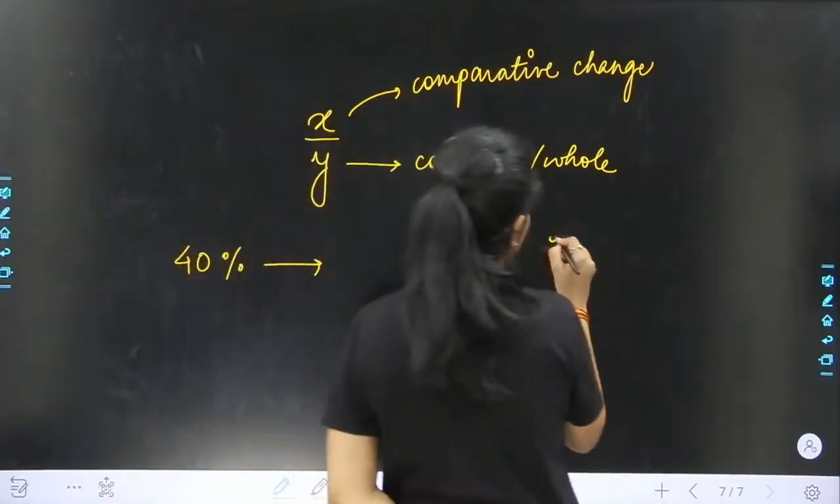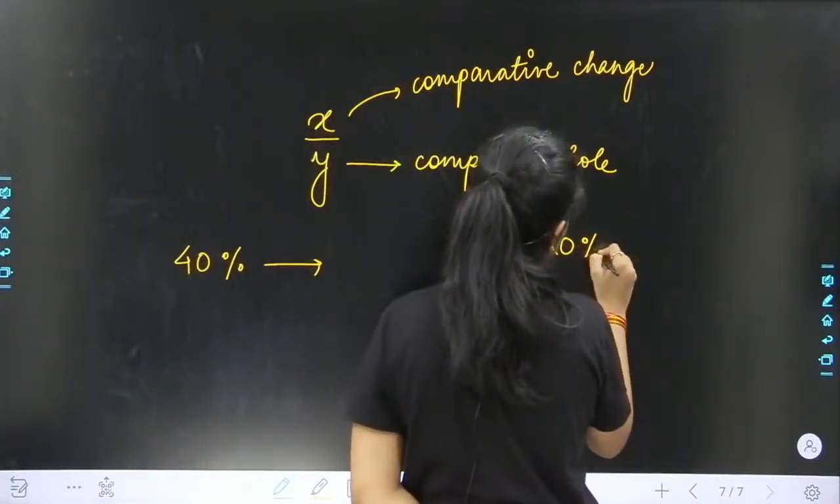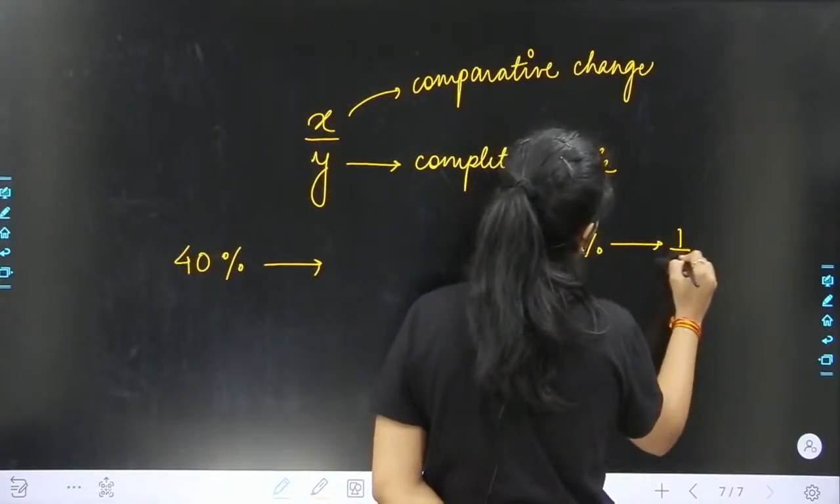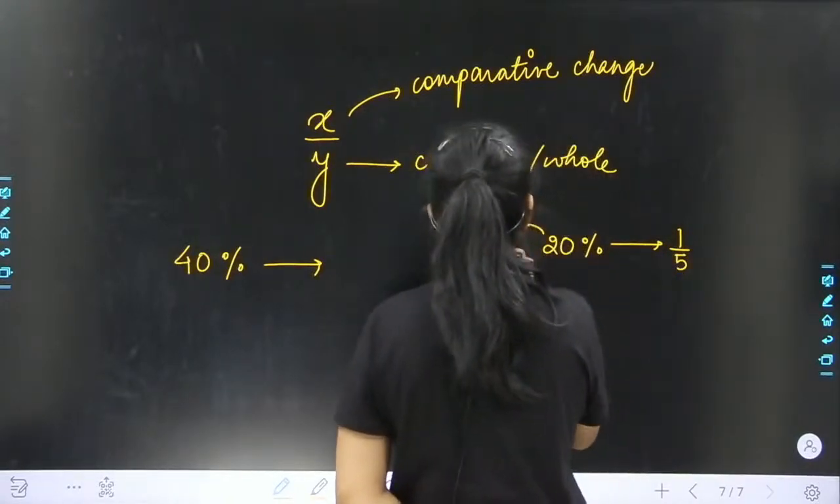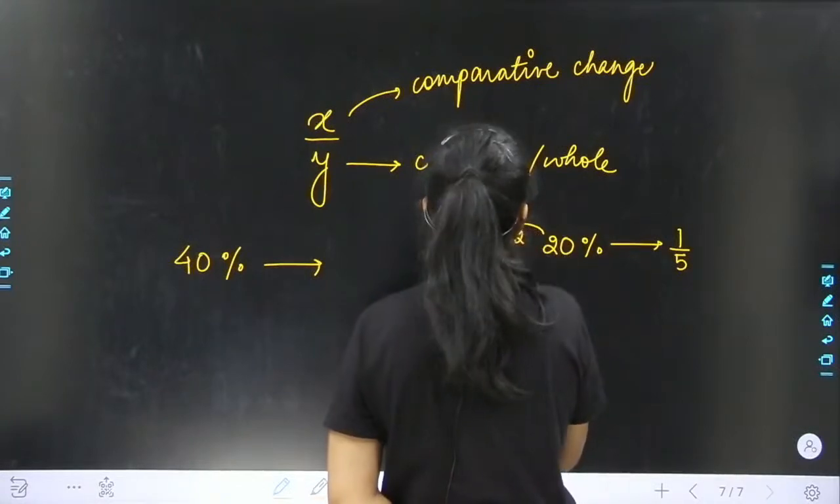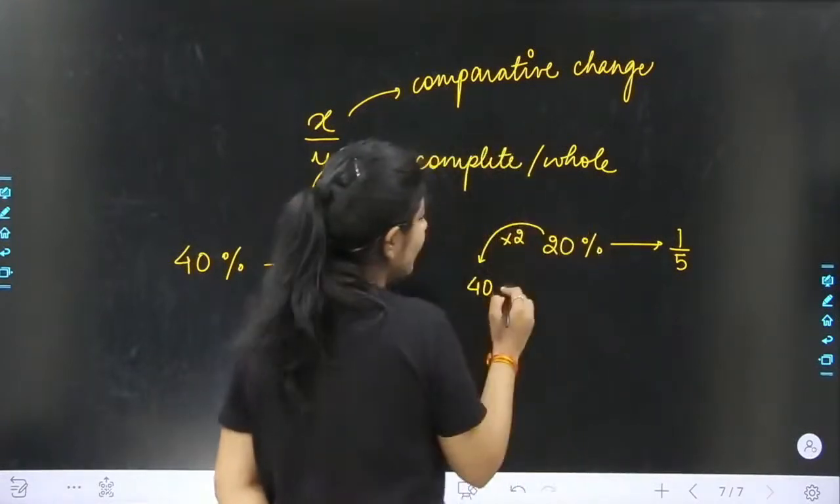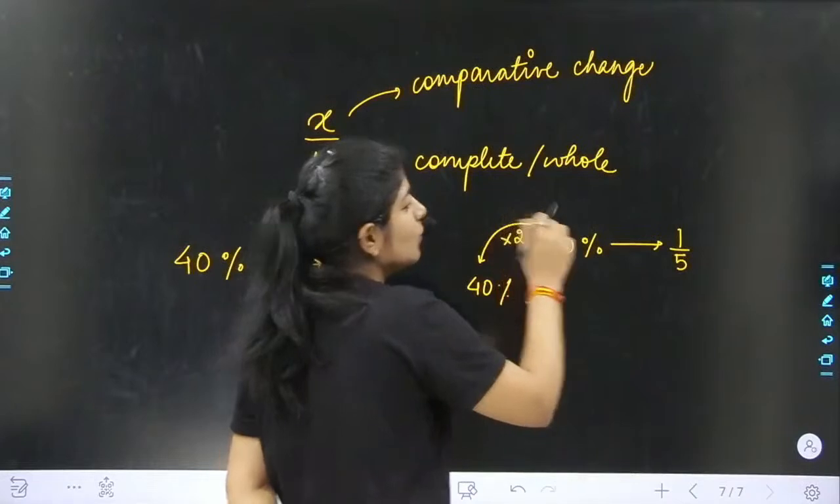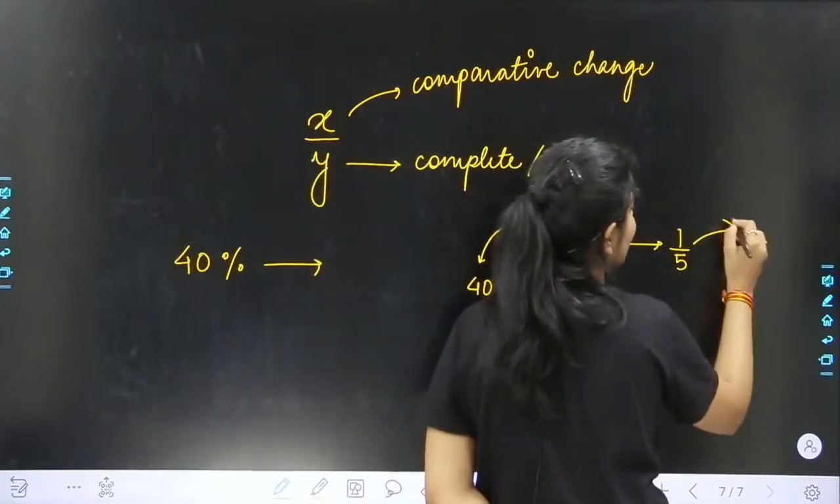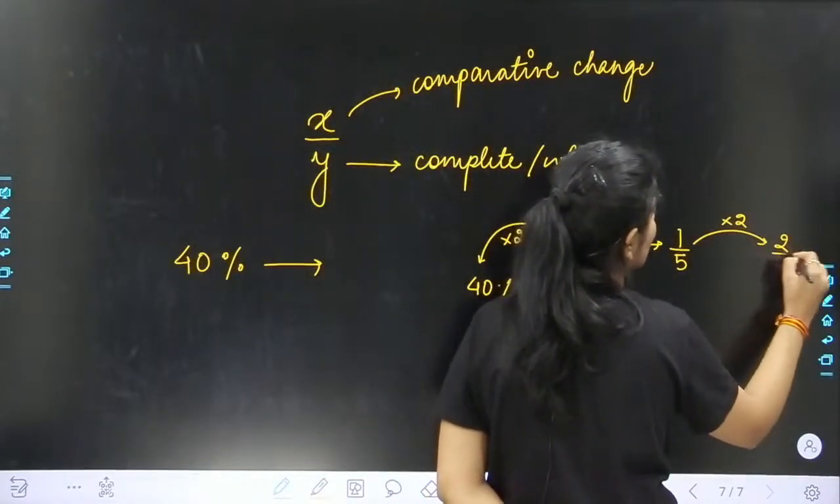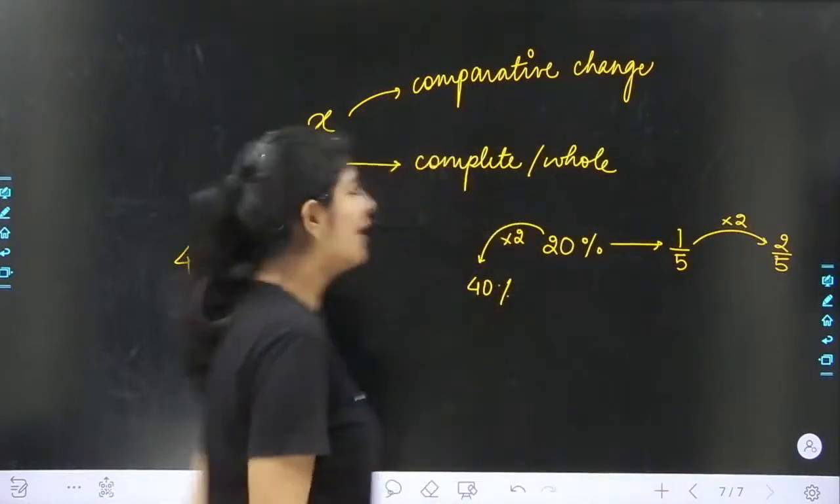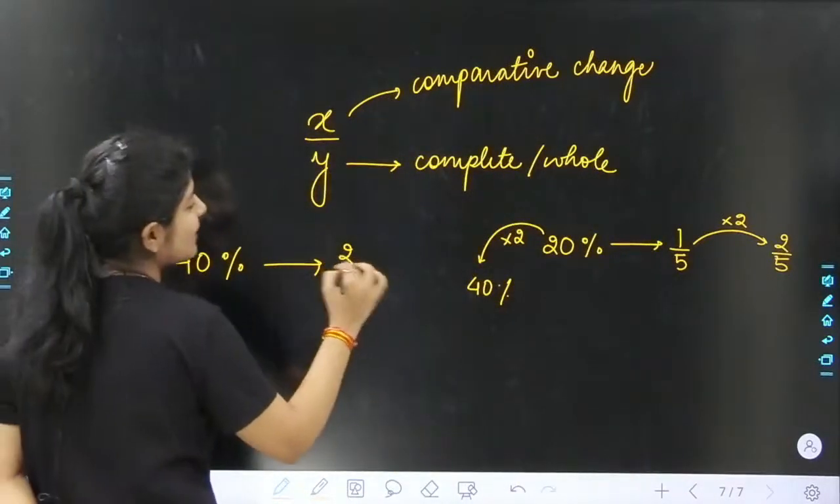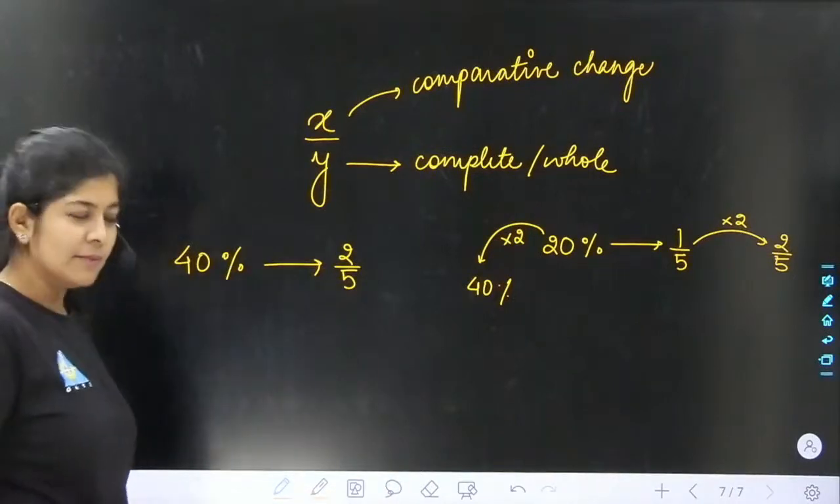I know if I want to write 20%, I can write it as 1 by 5. If I multiply 20% by 2, I'll get 40%. If I multiply this side by 2, I have to multiply this side by 2 as well, and I'll get 2 by 5 as my answer. So 40% is written as 2 by 5 in fraction, right?